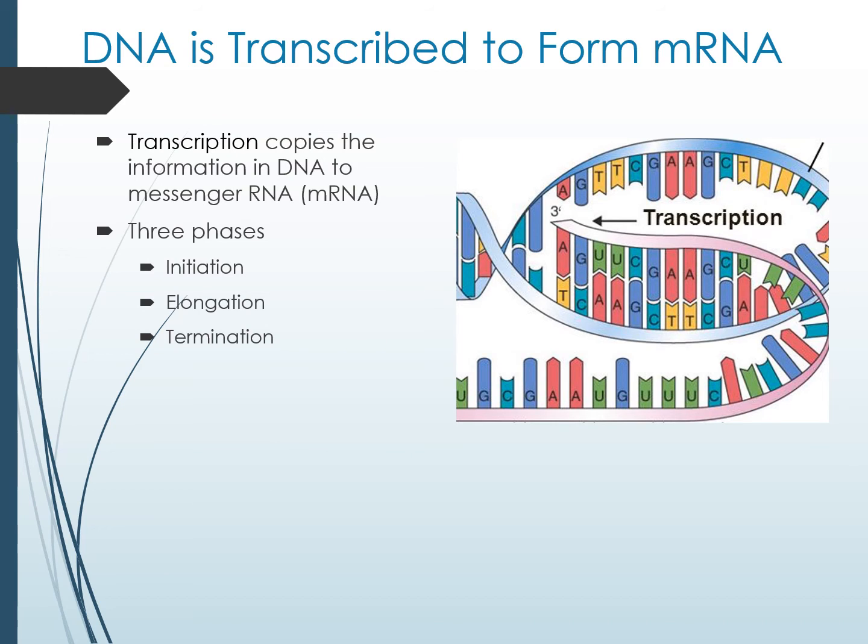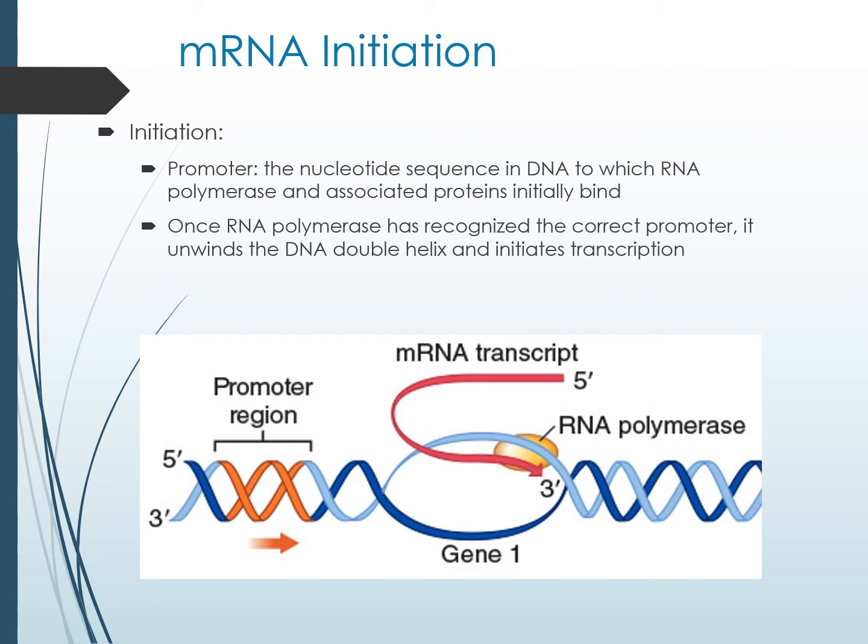The process of transcription rewrites the information in DNA into messenger RNA, also known as mRNA. This process has three phases: initiation, elongation, and termination. During initiation, an enzyme known as RNA polymerase attaches to an area known as the promoter. This area is upstream from the region to be transcribed and is used to recognize the gene which will be transcribed. Once the gene is recognized, the DNA will be unwound and transcription will begin.